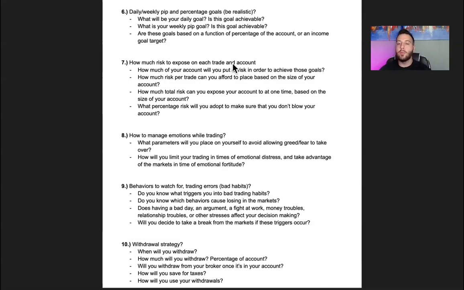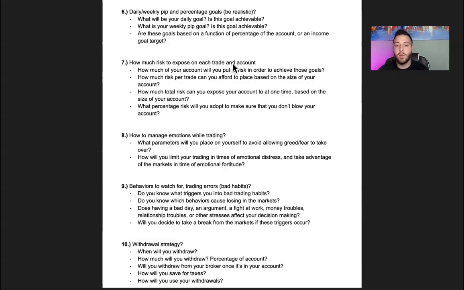Number 8, how to manage your emotions while trading. This is something a lot of folks do not consider at all. Most traders just don't focus on it, but it's very important because psychology is one of the biggest hurdles for successful trading. If you can understand how to manage your emotions while you trade, you can be more effective at taking the right actions when those emotions come up. So be very mindful about how you react under stress and make sure that you're building parameters to protect your account from any bad habits that you may fall into when you're in an emotional state.